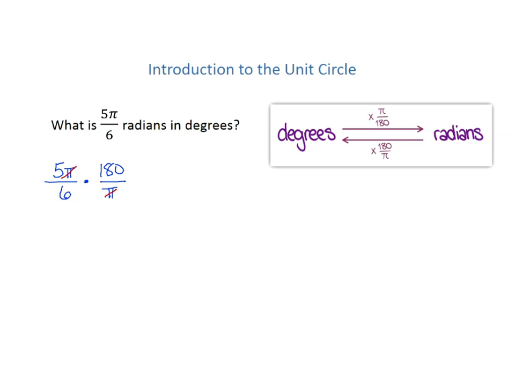The pi's will cancel out. Pi over pi is 1. 6 goes into 180 30 times. So I multiply the numbers on top to get 150, and that's over 1. So it's just 150 degrees.